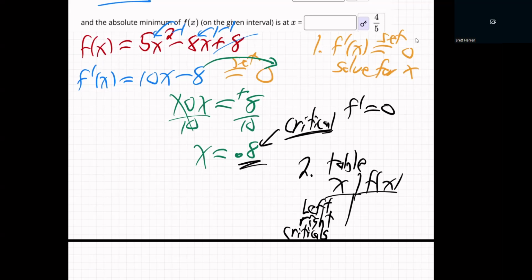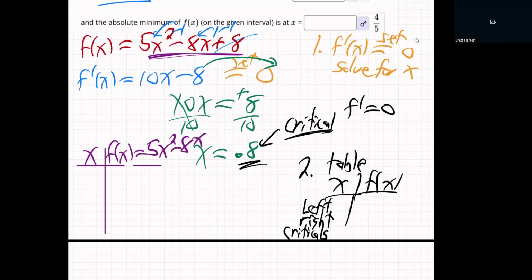Let me come over here and make my little XY table. So I can just do it right here. This will be x. This will be f of x. Here's f of x, right? It's 5x squared minus 8x plus 8.